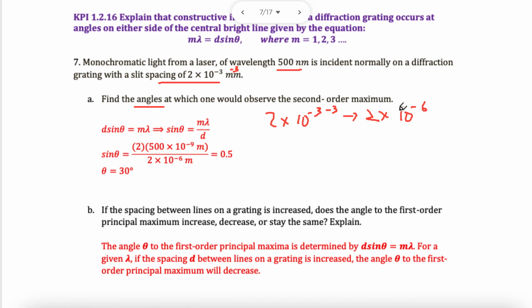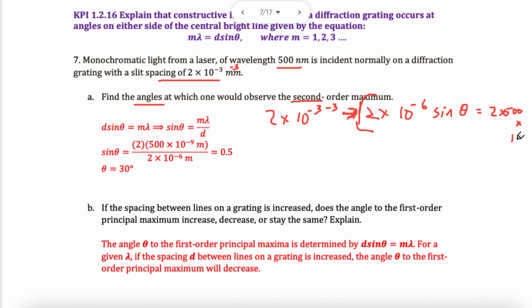D sine theta. That's my D. Sine, I'll write it over here. 2 times 10 to the minus 6 sine theta equals m lambda. I'm going to write the words in now. Where is the m? What does it say? Angles which will observe the 2nd order maximum. So that will be 2 multiplied by the wavelength, 500, running out of space, times 10 to the power of minus 9. I am so sorry.